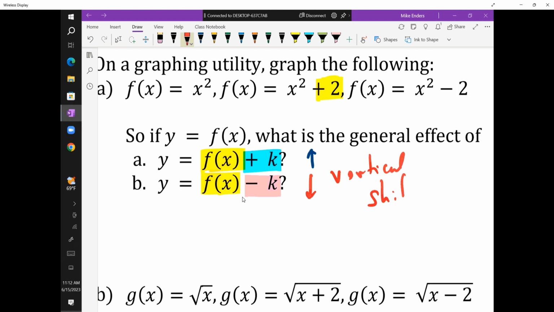And like when we did our circles, if you remember on that one, we had x minus h quantity squared plus y minus k quantity squared equal to r squared. This k affected the y value, yes? It's the same thing. We carry that same kind of idea all throughout.